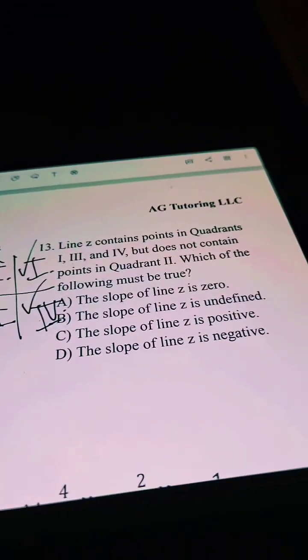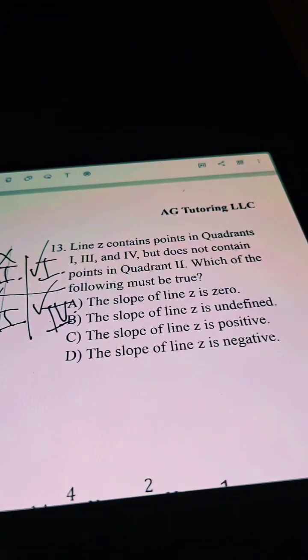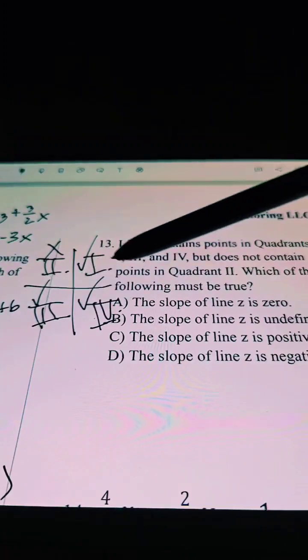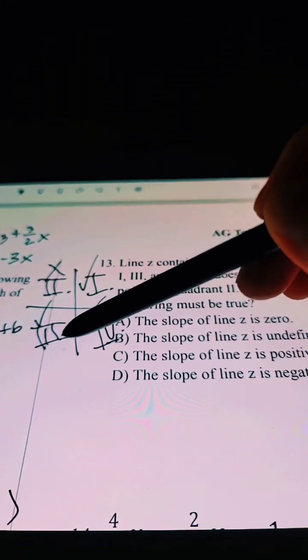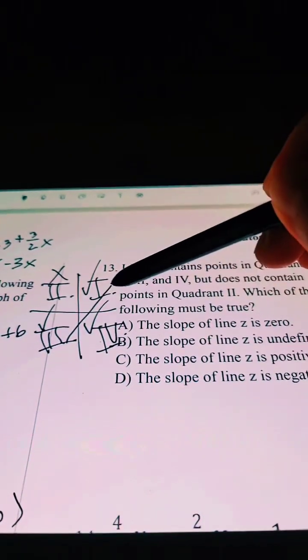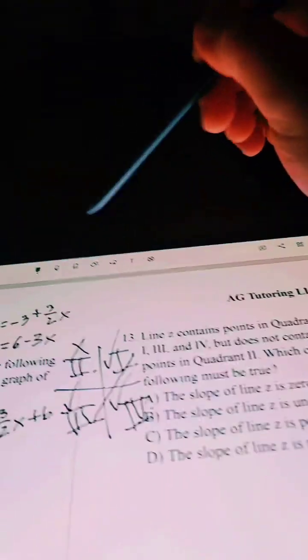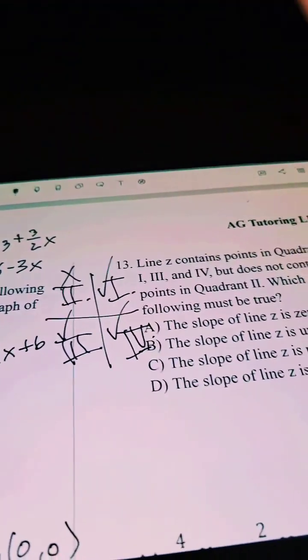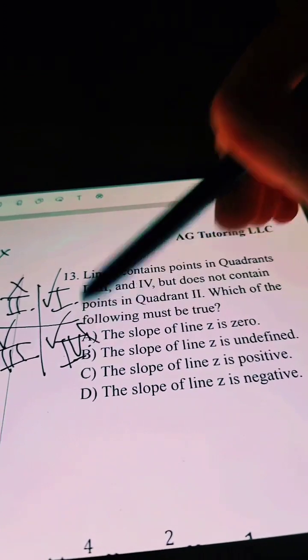Let's see. The slope is equal to 0. That doesn't necessarily have to be true because you could have something like this. That's not going to have a slope of 0. Let me undo that. So it can't be A.